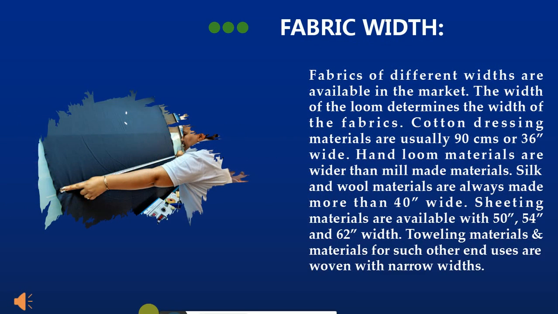Fabrics of different widths are available in the market. The width of the loom determines the width of the fabrics. Cotton dressing materials are usually 90 cm or 36 inches wide. Handloom materials are wider than mill-made materials. Silk and wool materials are always made more than 40 inches wide. Sheeting materials are available in 50, 54 and 62 inch widths. Toweling materials and materials for such other end uses are woven with narrow widths.